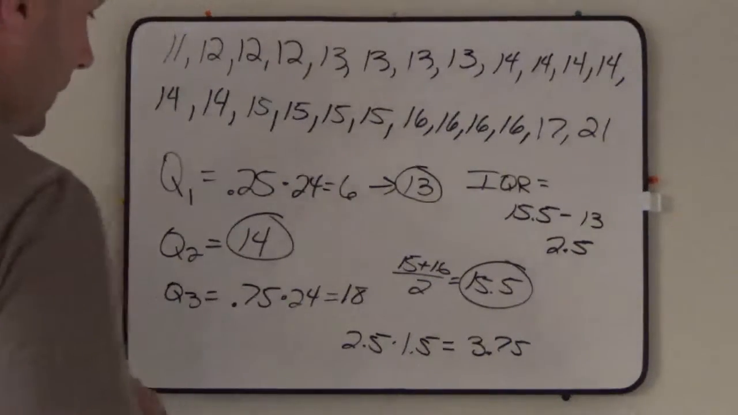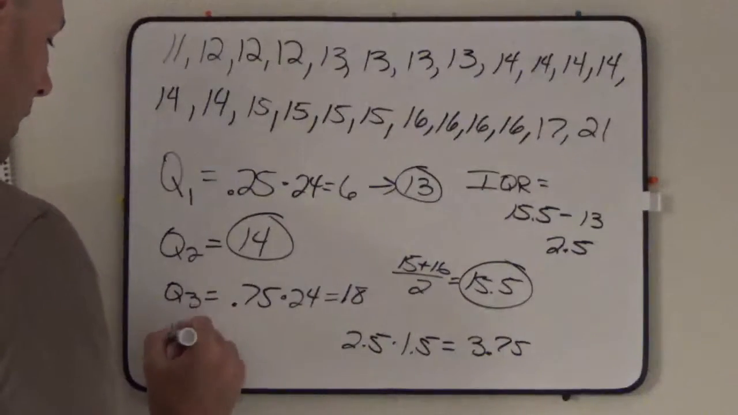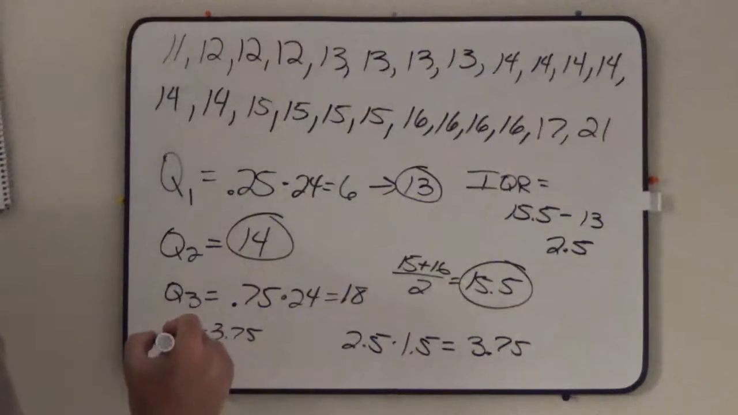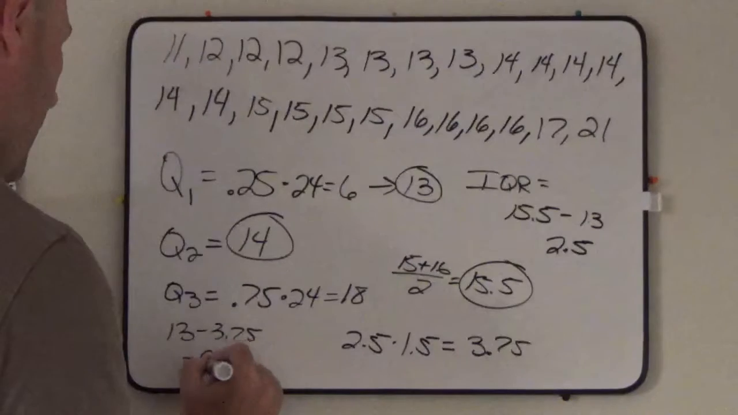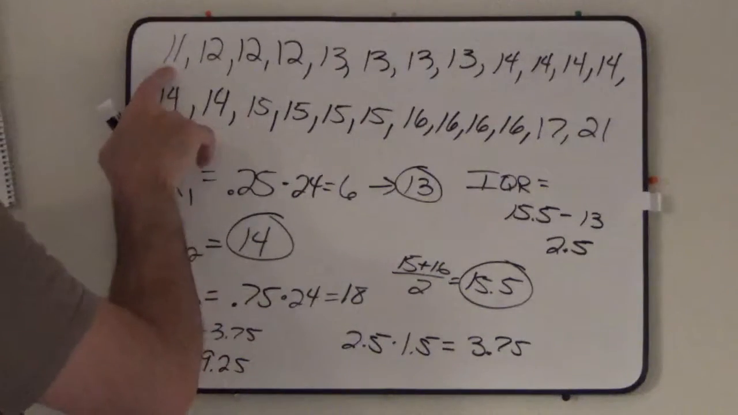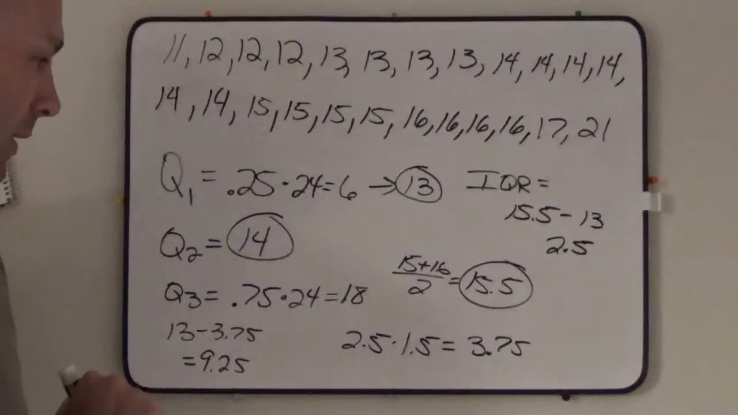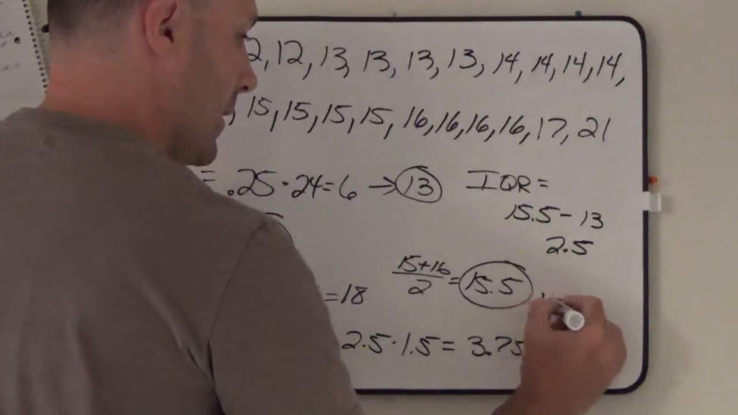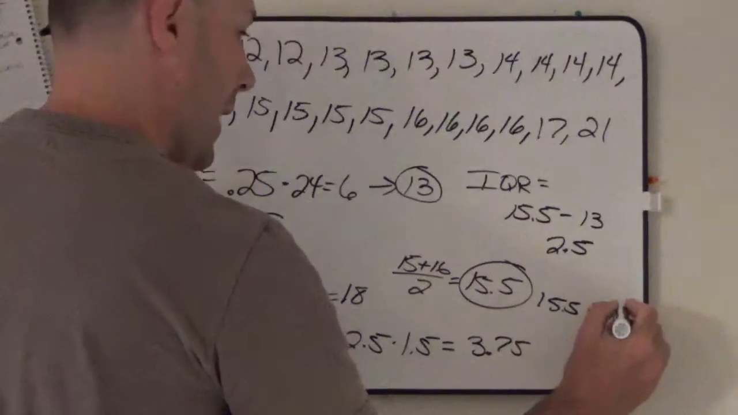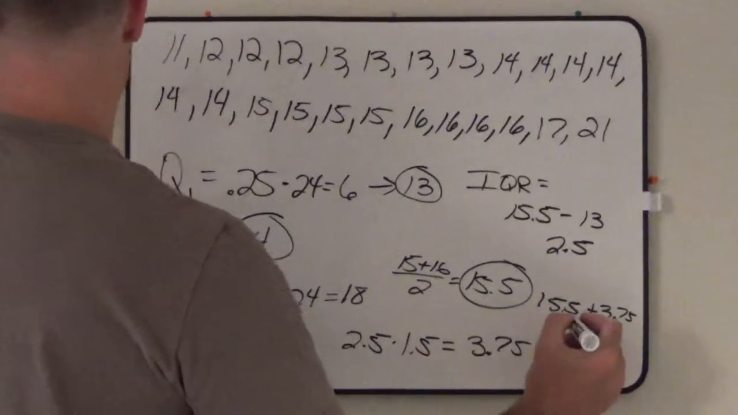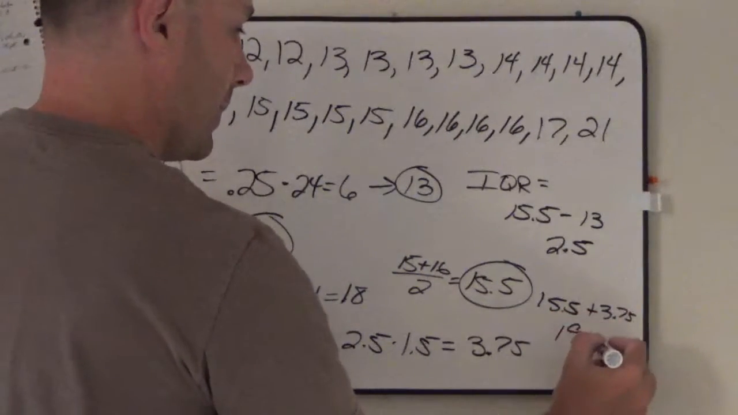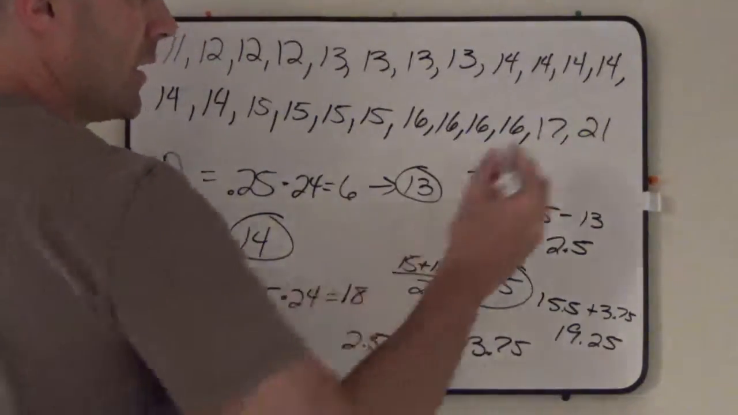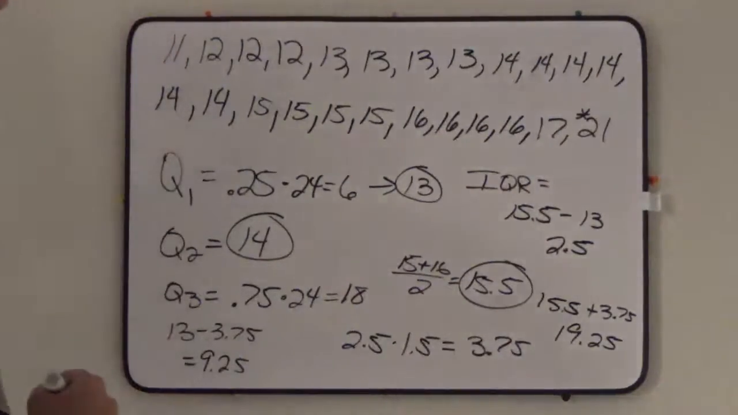Okay, so the lower quartile is 13. So that would be 13 minus 3.75, and that tells me that we are at 9.25. Is 11 smaller than 9.25? No, so 11 is not an outlier. Over here, 15.5, we're going to add the 3.75, and that gives me 19.25. Is 17 bigger than that? No. Is 21 bigger than that? Yes. So 21 is an outlier, okay?